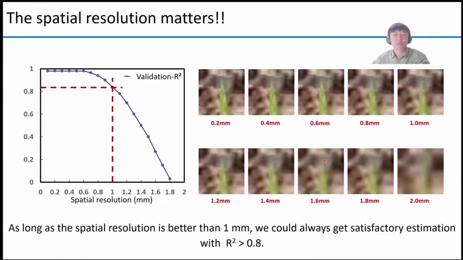Using our simulation platform D3P, we could easily explore the impact of critical factors on the estimation accuracy. Here, we conducted in silico experiments with spatial resolution varying from 0.1 millimeter to 2 millimeters. The results show that spatial resolution impacts significantly on the estimation accuracy. However, as long as the spatial resolution is better than 1 millimeter, we could always get quite a satisfactory estimation with R squared larger than 0.8.